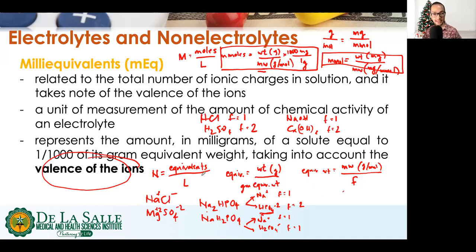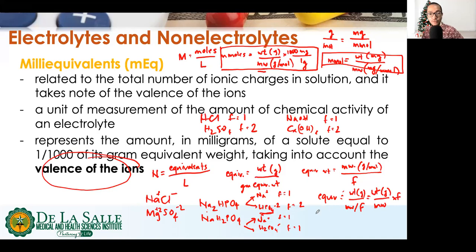Yeah, so that being said, nakita nyo na before yung equivalence. Ito na yun. Okay? So the equivalence, okay? The equivalence is equal to the weight of the substance in grams divided by the gram molecular weight of the substance divided by the factor. Okay? Now, remember na this is the same as weight in grams of the substance divided by molecular weight of the substance times the factor.